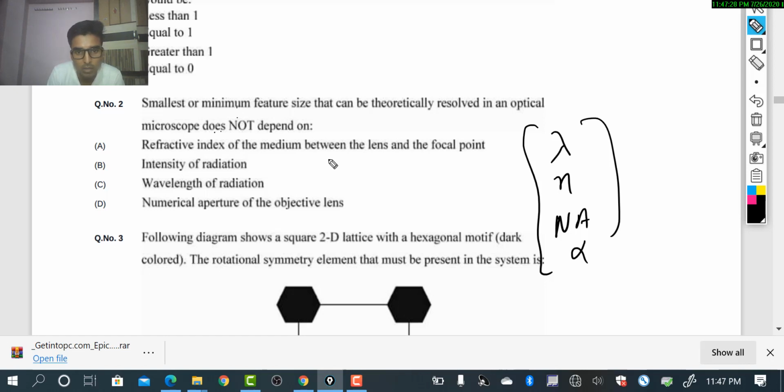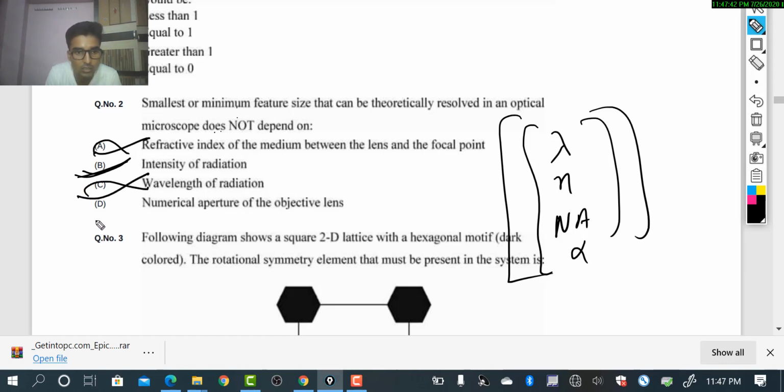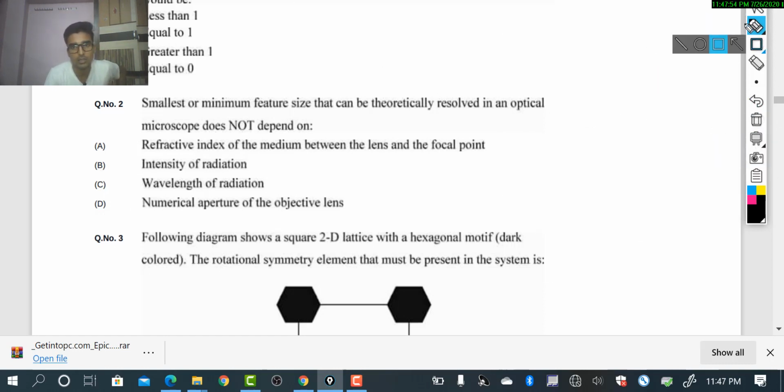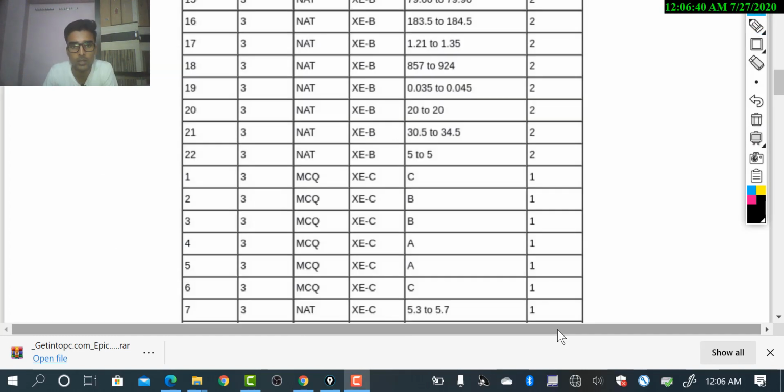The refractive index of the medium between lens and focal point, yes, it depends, so it is not the answer. Intensity of radiation, here it doesn't depend on intensity, so intensity is the answer. Wavelength, yes, it depends, so it is not the answer. Numerical aperture, yes, it depends, so it is not the answer. So the answer is B, intensity of radiation. If you want to see the answer, let's see the answer key. I have already downloaded it. For question number 2, our answer was B, and here also the answer is B.